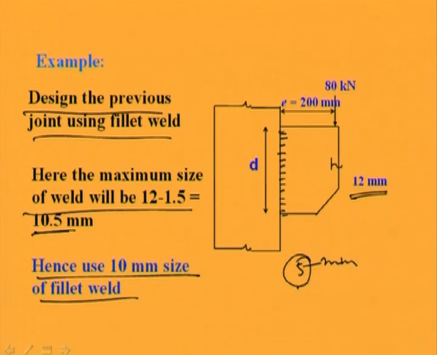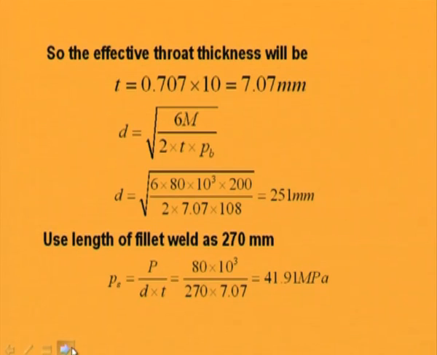So maximum depends on the thickness of the plate, but minimum does not depend on the thickness of the plate, right. So from the maximum point of view, we can go up to 10.5 millimeter, and from minimum point of view 5 millimeter. So 10 millimeter size of fillet weld, if it is used, is quite okay. So using same size of the fillet weld as in case of butt weld, let us see how much depth we are going to get. The effective throat thickness will be 0.707 into S size. So this is becoming 7.07 millimeter effective throat thickness.